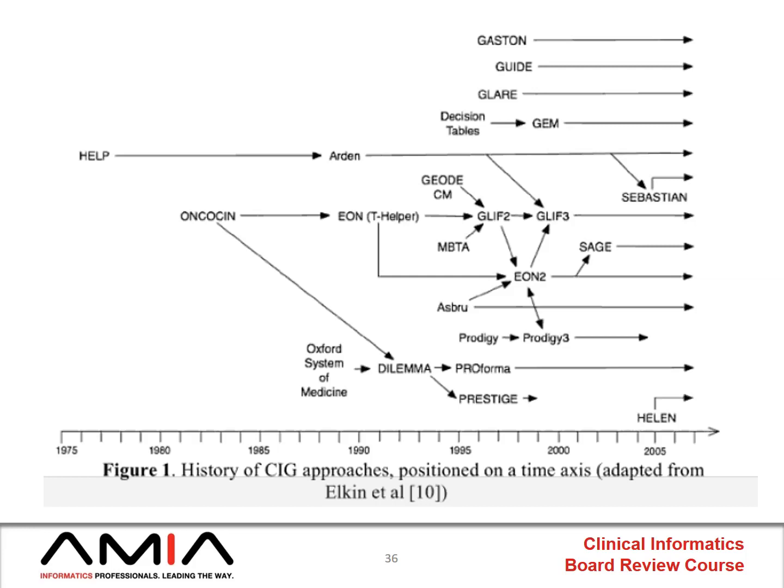And what's interesting to me is that many of these things have borrowed from their predecessors. If you look at this timeline from 1975 to the mid-2000s, you can see how Oncosin became Eon T-Helper, which led to the emergence of Glyph 2 and Glyph 3, and a little branch down to Eon 2 and so on. These guideline modeling formats often share a lot in common. The fourth one down from the top, the GEM format, was derived from a set of decision tables, simple kind of like Excel spreadsheets that show you what decisions to make in which sequence.